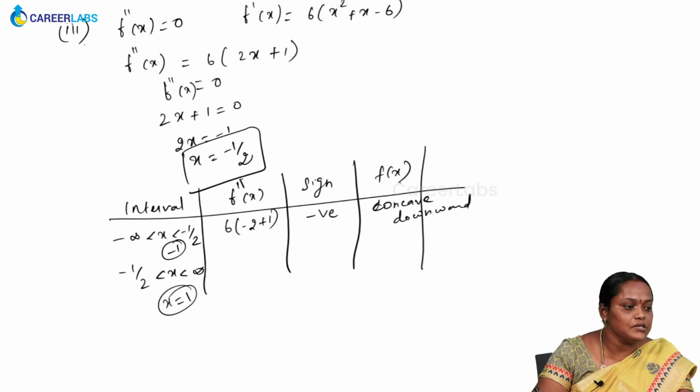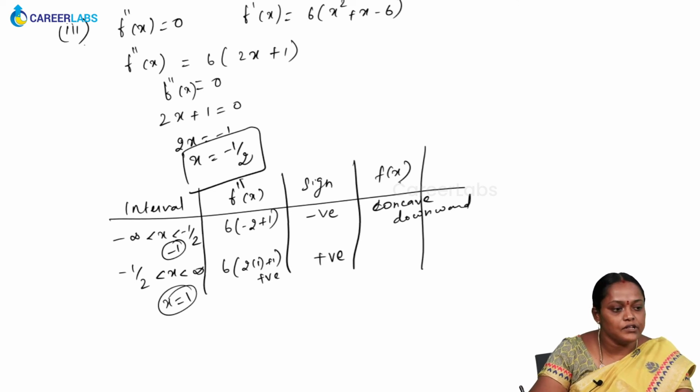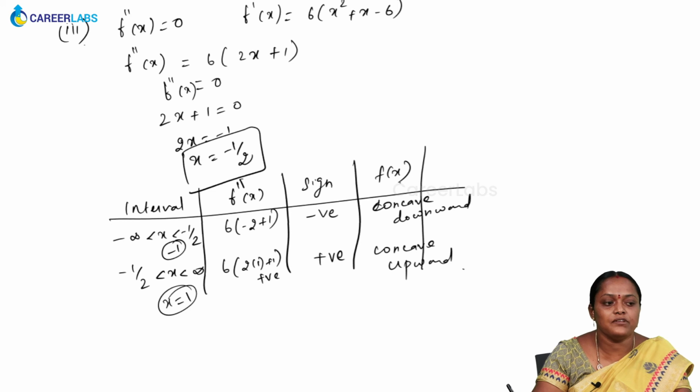Similarly, for minus half to infinity, let us take the value x equal to plus 1. If you take x equal to plus 1, this will be 6 times 2 times 1 plus 1. This is going to give you a positive value. So here the sign is positive, which means it is concave upward. This is how we use the concavity test, that is, the second derivative test, for finding whether it is concave downward or concave upward.